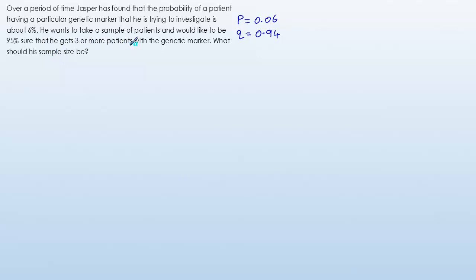He wants to take a sample of patients and would like to be 95% sure that he gets 3 or more patients with the genetic marker. What should his sample size be?